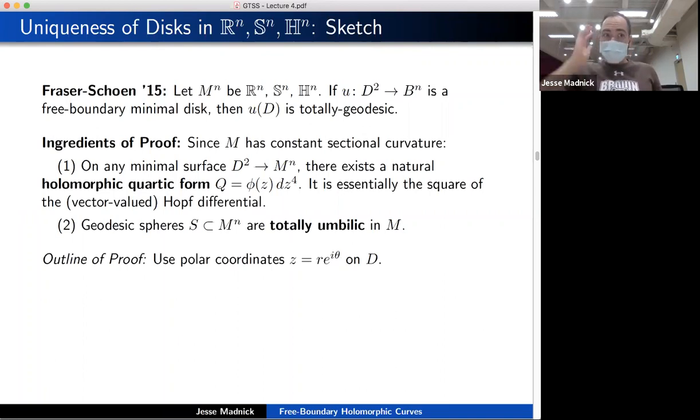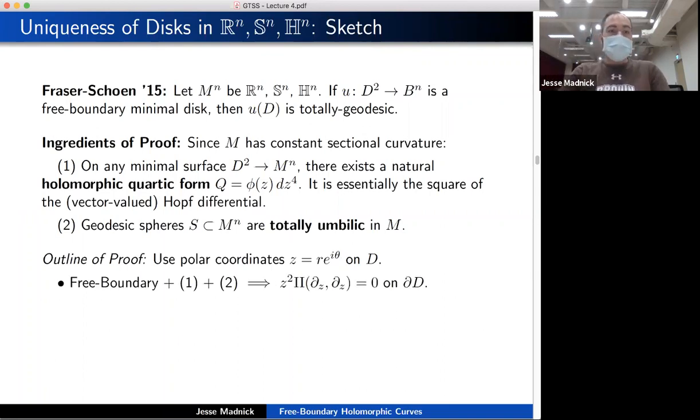So using these ingredients, here's roughly how the proof goes. Feza and Chang introduced polar coordinates, r e^{iθ}, on the disk. And there's an argument that shows that the free boundary condition, together with the holomorphicity and the definition of Q, and crucially, using the fact that geodesic spheres are totally umbilic, you can show that this quantity has to be 0 on the boundary. Okay, here partial z is what you think it is.